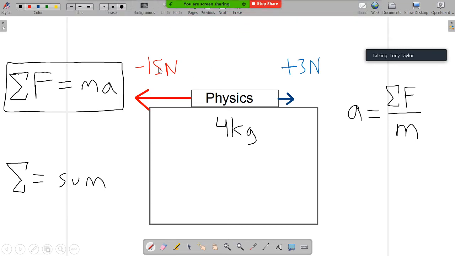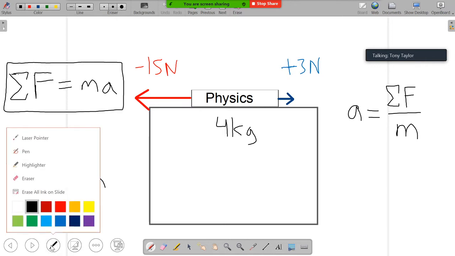So, guys, it should be obvious that that's a negative 15. So negative 15 combined with positive 3. Negative 12. Negative 12, exactly. Thank you.